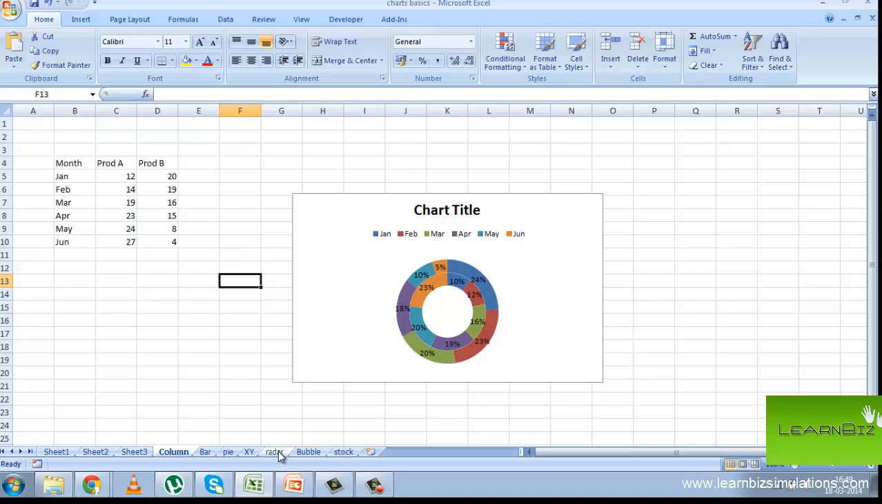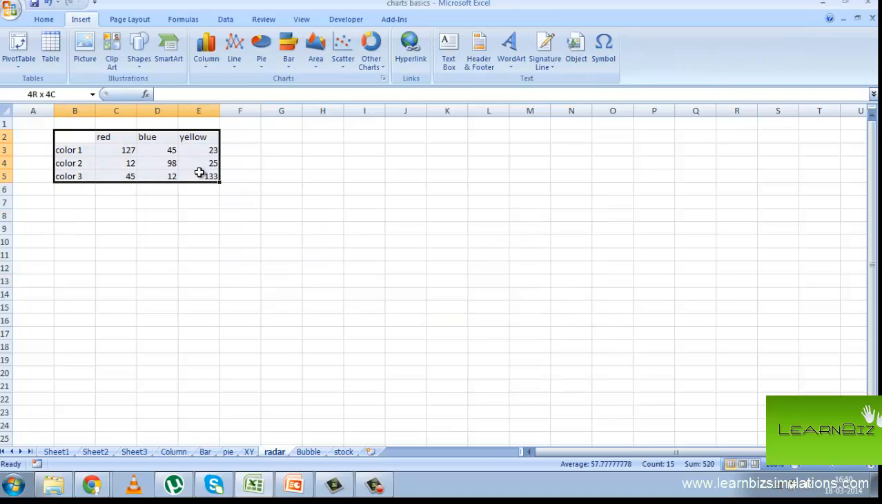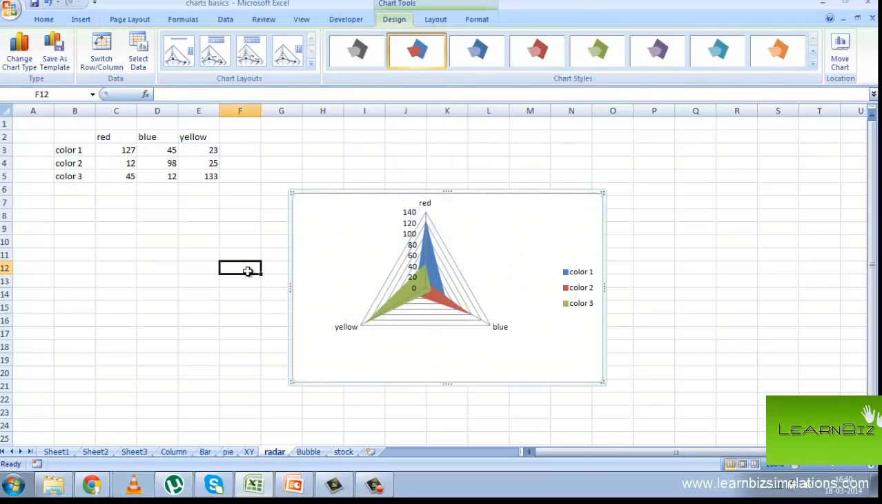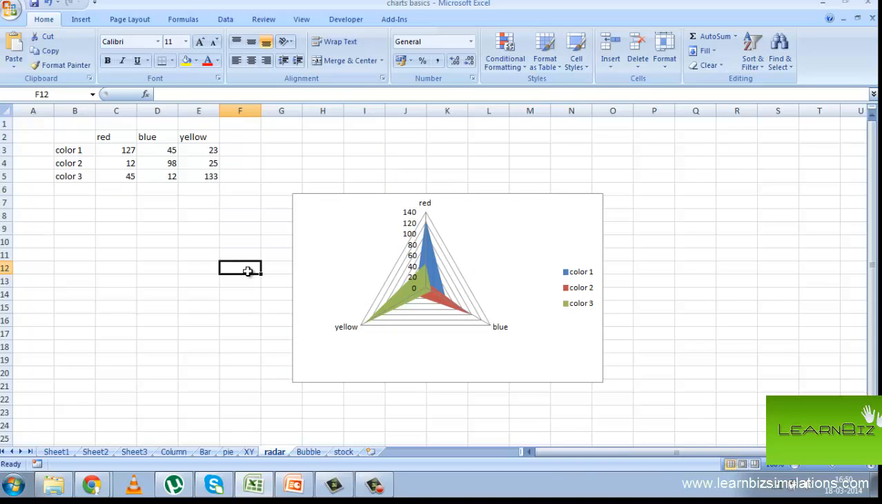Next on the list is the radar chart. A radar chart is a specialized chart that has a separate axis for each category and the axis extends outwards from the center of the chart. Here you can see how much green, blue or red is being contributed towards making a particular color.